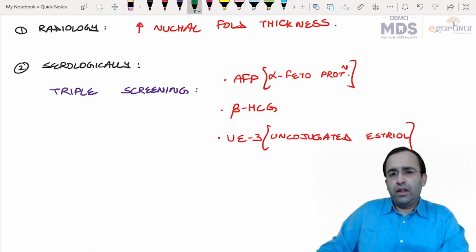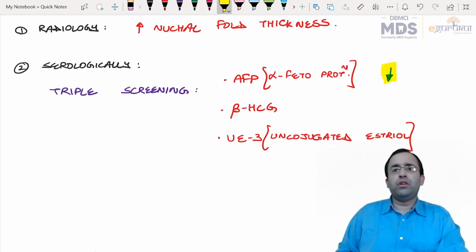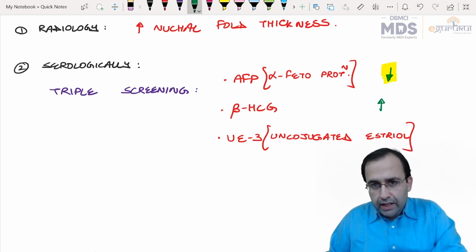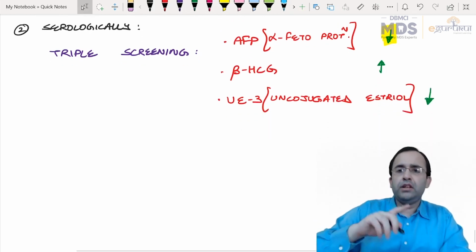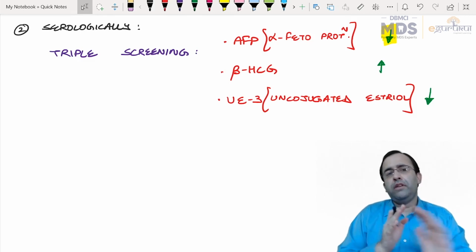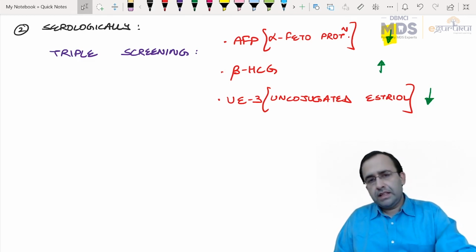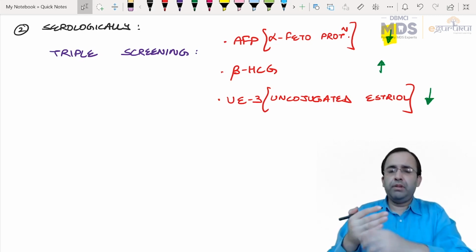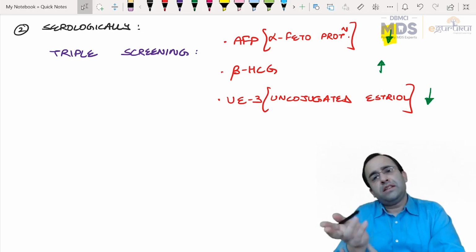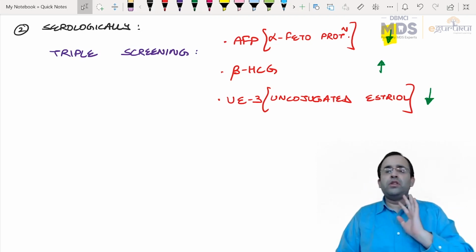In Down syndrome, AFP reduces. Very, very important, extremely important. Beta HCG increases, whereas unconjugated estriol also reduces. Though all three points are asked, AFP reduces in Downs is very, very important. Which is the main tumor in which AFP increases? We will see that when we do neoplasia in general pathology. But alpha fetoprotein, AFP, is increased in which tumor? HCC, hepatocellular carcinoma. It is increased in HCC. AFP reduces in Down syndrome.